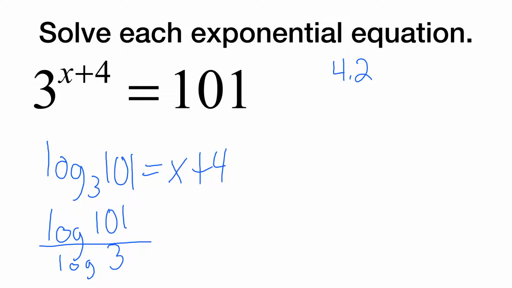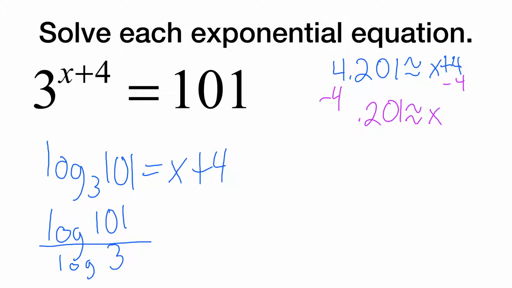It's 4.2, well, actually 4.201 if we round to the next number. And that is equal to x plus 4. Meaning, to get x by itself, we just subtract 4 from each side, minus 4, minus 4, meaning 0.201 is approximately x.